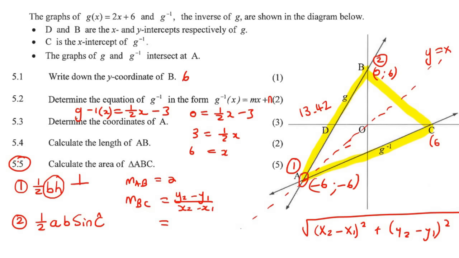So now we're going to go work out the gradient of this line. And so we could say, for example, 0 take away 6 over 6 take away 0. And that's going to give us negative 1. Okay. So the gradient of this line is positive 2. And the gradient of this one is negative 1. So if we multiply these two numbers, we won't get minus 1. And so unfortunately, this is not going to be 90 degrees. These two lines are not going to be perpendicular. If they were, it would have made our life much easier.